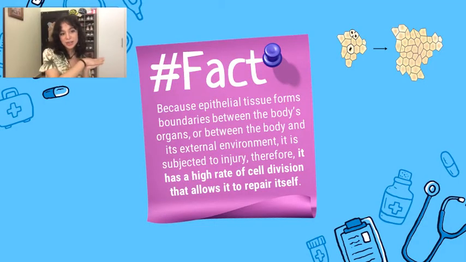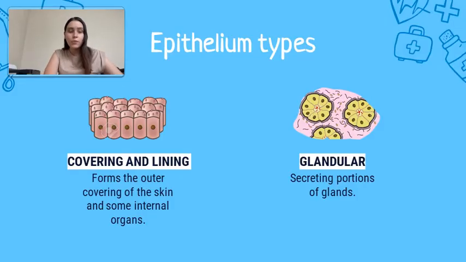Now, an interesting fact about the epithelial tissue is that it has a high rate of cell division because it is regularly subjected to injury, since it forms boundaries between body organs or the external environment. Epithelium types. We have the covering and lining and the glandular. The first one forms the outer covering of the skin and some internal organs, and the glandular is in charge of the secreting portions of glands.